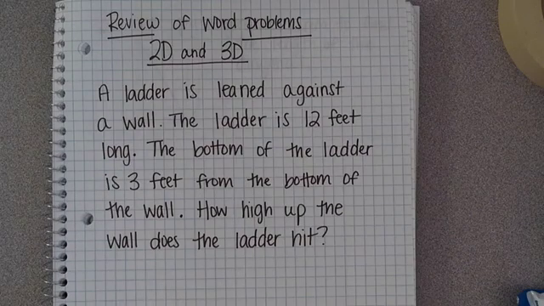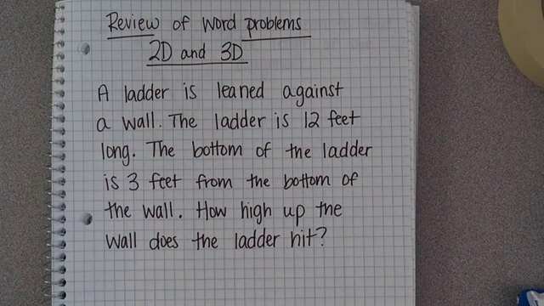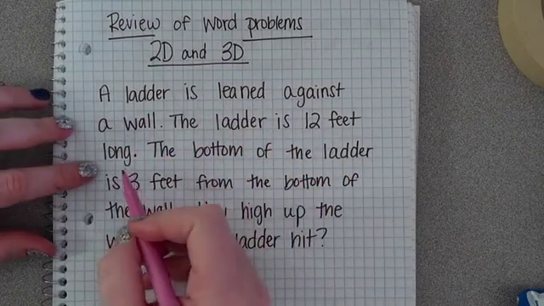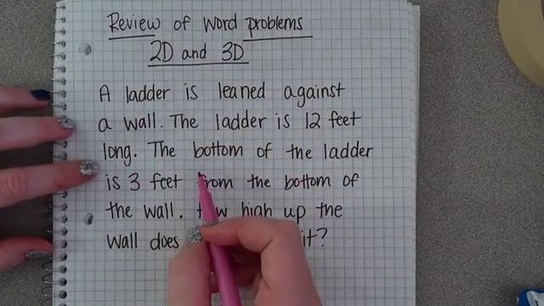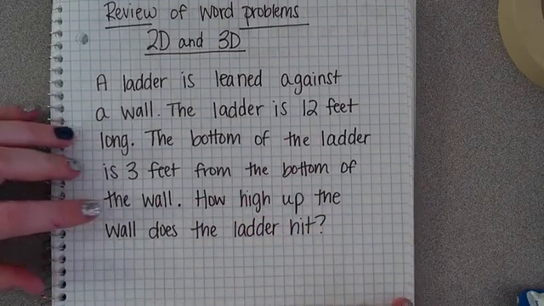So this is a review of word problems, and it's 2D and 3D, so the next video will be, or the next problem will be 3D. So a ladder is leaned against a wall. The ladder is 12 feet long. The bottom of the ladder is 3 feet from the bottom of the wall. How high up the wall does the ladder hit?